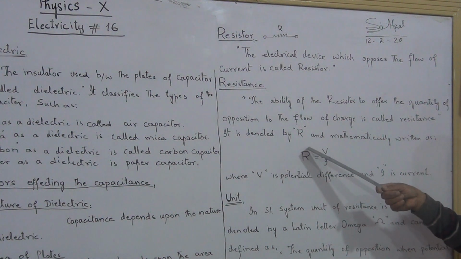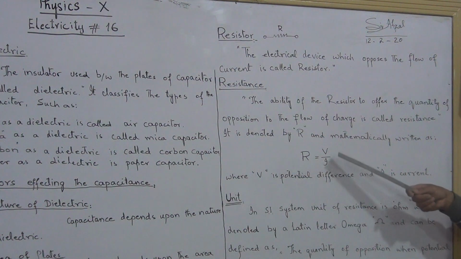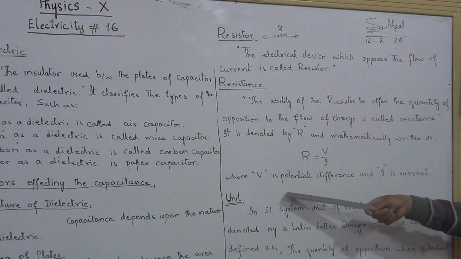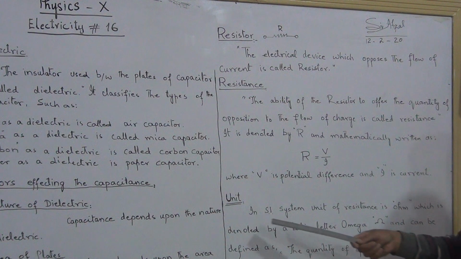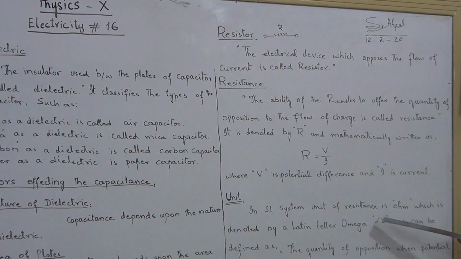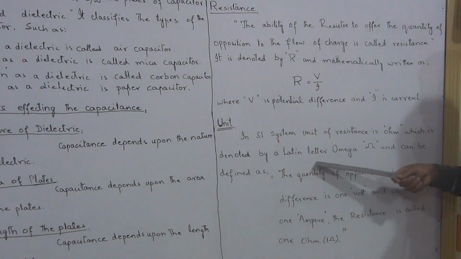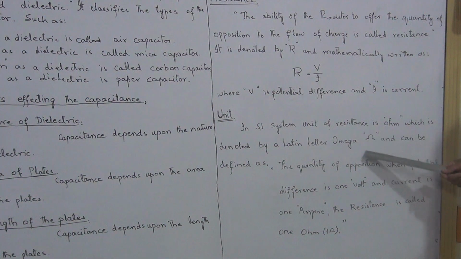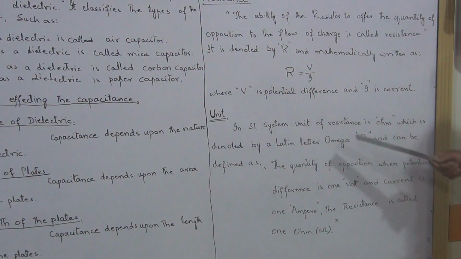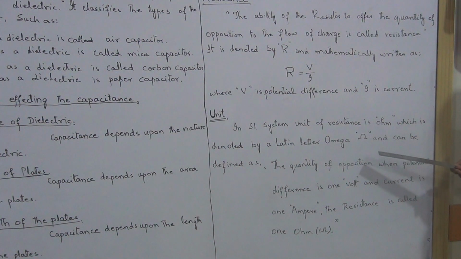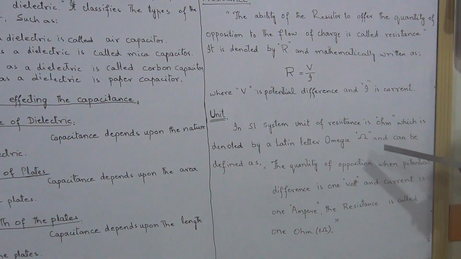It is denoted by capital R and mathematically written as R = V/I, where V is potential difference and I is current. Now its unit in the SI system: the unit of resistance is the ohm, which is denoted by the Greek letter omega. This is the symbol of omega. So the number which shows the resistance, we put omega with it.